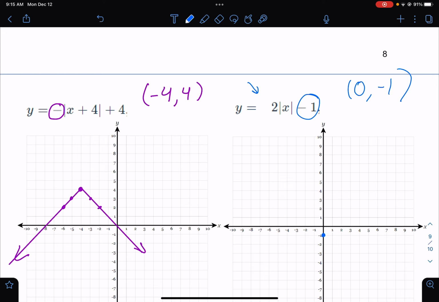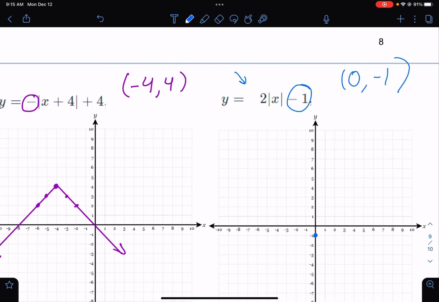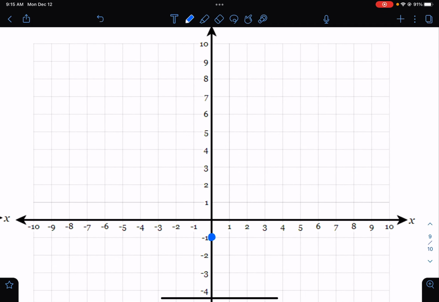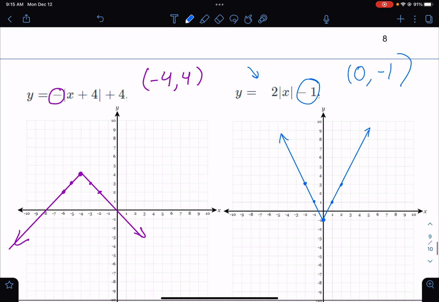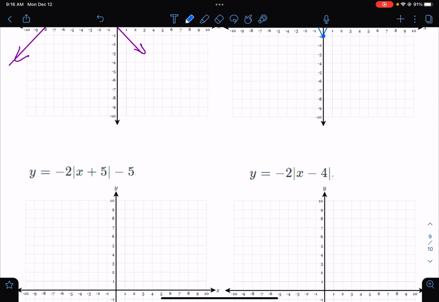And remember, we took our negative away just to change the problem. This guy has a 2 out in front. So what that does is it causes a stretch. So instead of this graph having a slope of 1 and negative 1, it's actually going to have a slope of 2 and negative 2. So we go over 1 up 2, over 1 up 2, and that is what our graph would look like. And then give our slope of negative 2 here, and we get that there. Okay? So that is what our function would look like here.